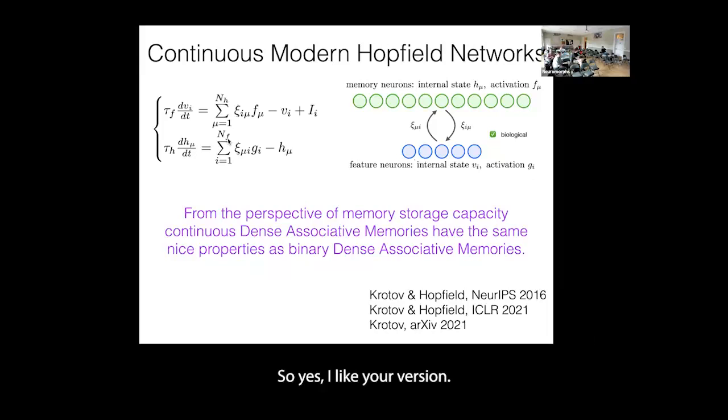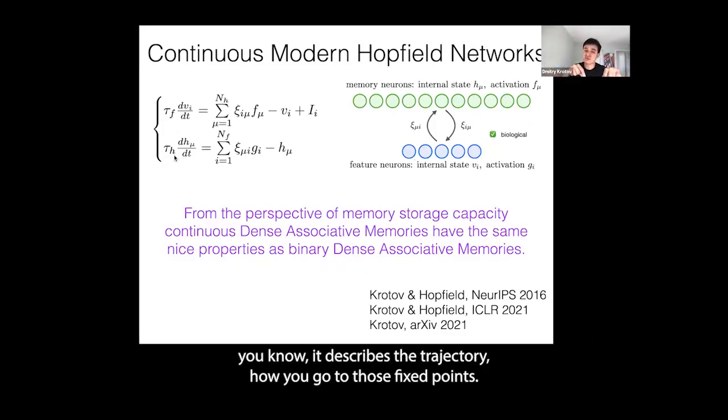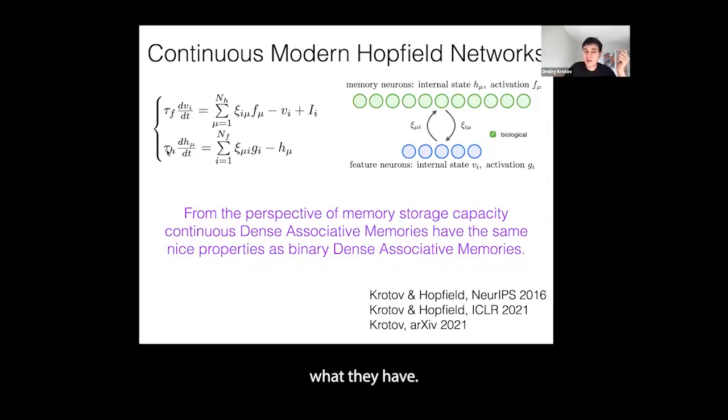But also notice that indeed the fixed points do not depend on those time constants, and neither does the energy. The energy function, which defines the fixed points, is completely independent of the kinetics. It only depends on the parameters xi and the nonlinearities, the activation functions f and g, but it's completely agnostic about tau f and tau h. What the dynamics does is describe the trajectory of how you go to those fixed points, and this trajectory can be extraordinarily complicated depending on what tau f and tau h you pick. I completely agree with you on that, and the fixed points do not know about this.